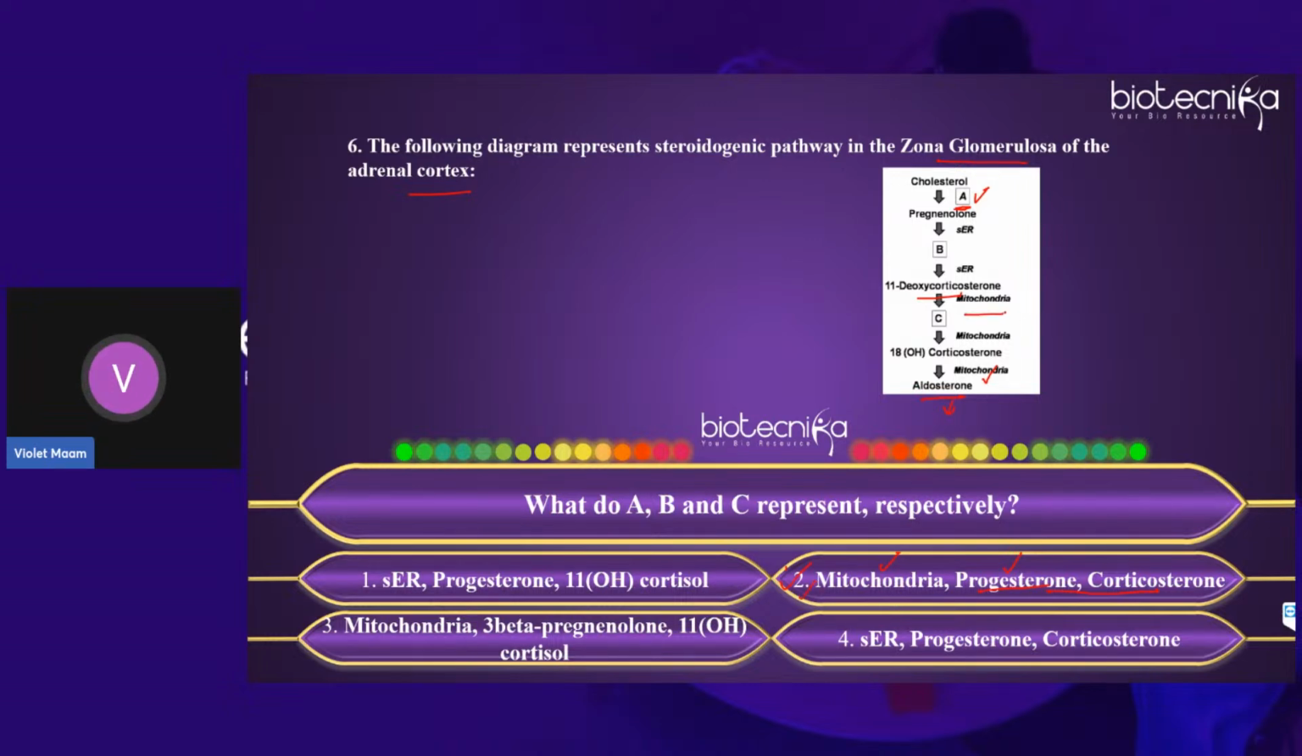Again you can see in the other steps, it is going back to the mitochondria. Is it clear for everyone? Anusha, you were saying C is corticosterone. Okay, that was correct.